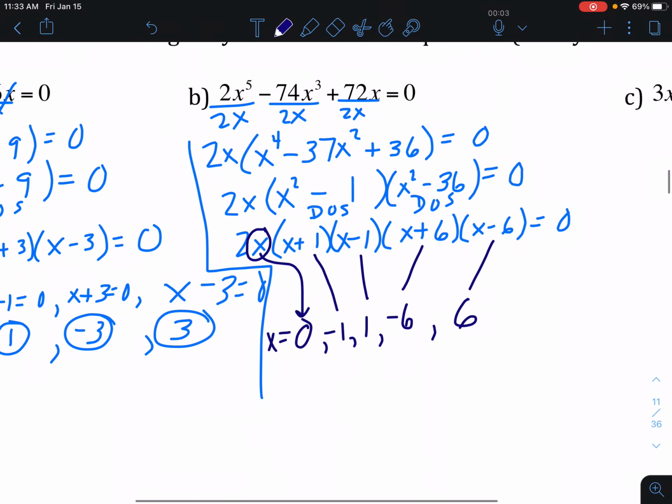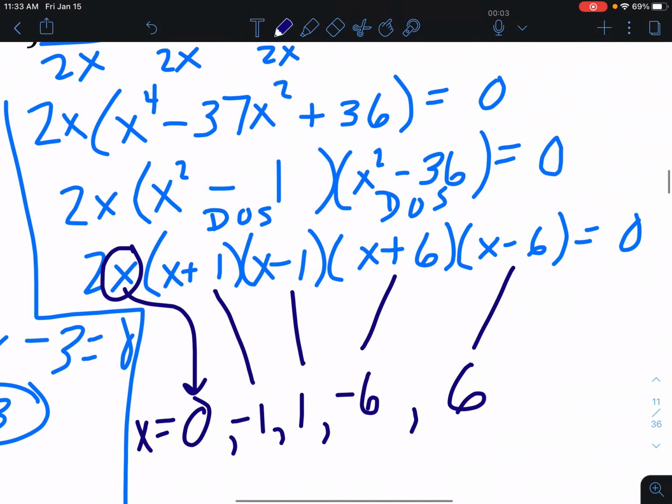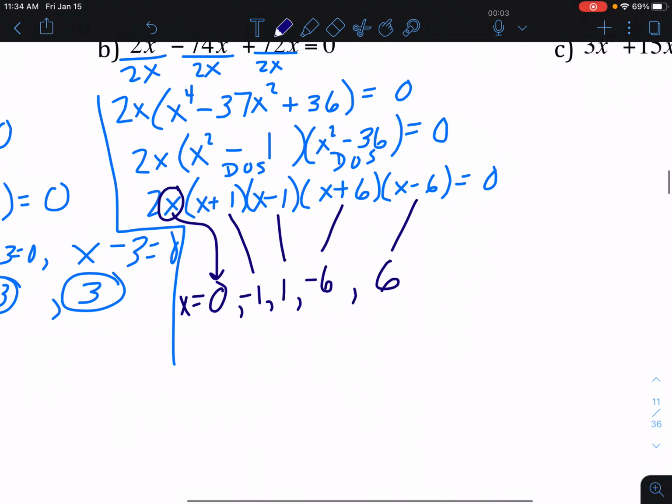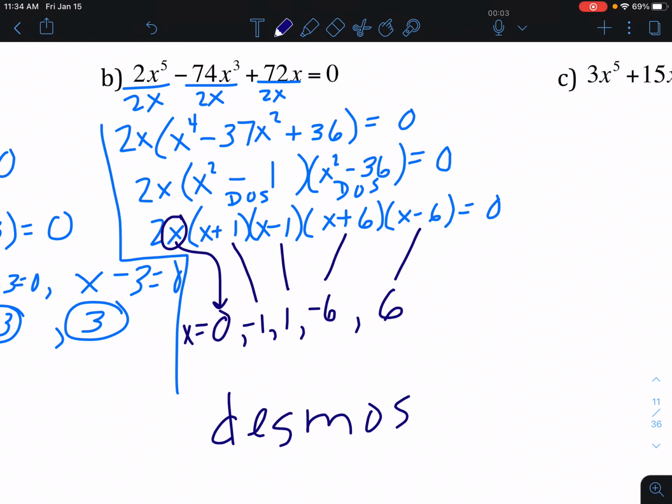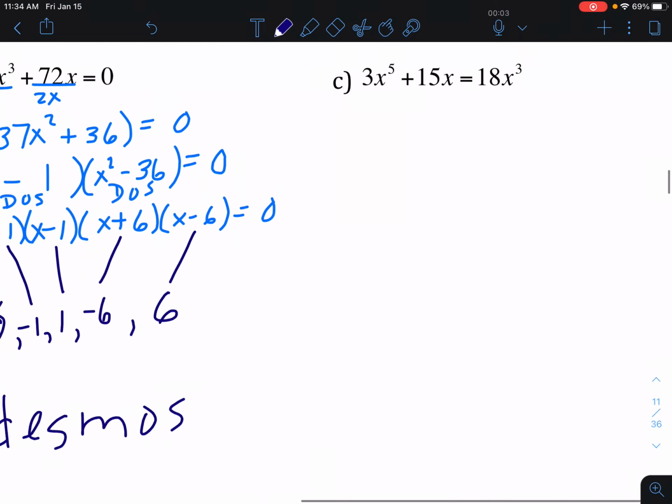What does that mean, by the way? That means if we were to graph this thing, if you go into a website called Desmos, and you type in the original problem, it will graph it for you. It'll show you what the graph looks like, and you will notice that the graph will cross the x-axis at those 5 numbers 5 times.